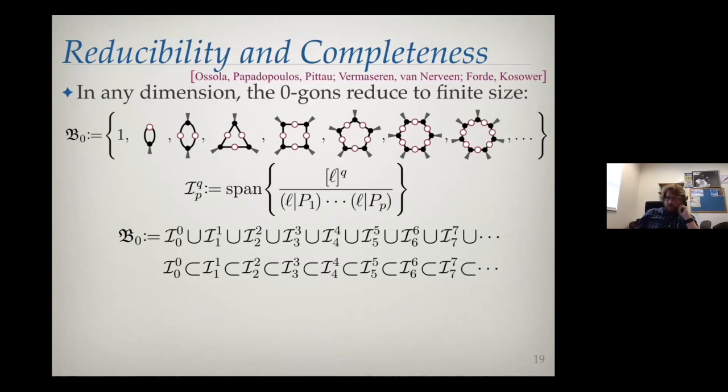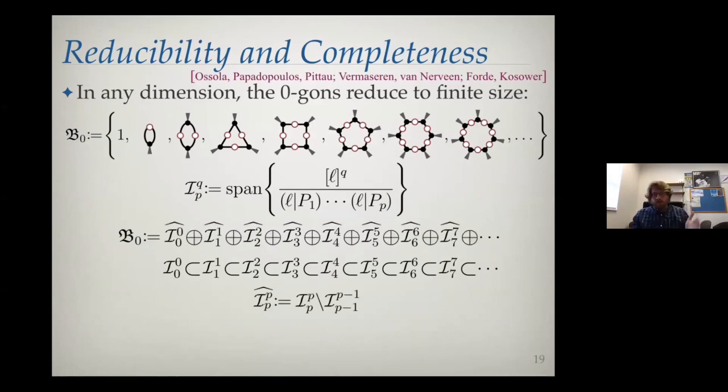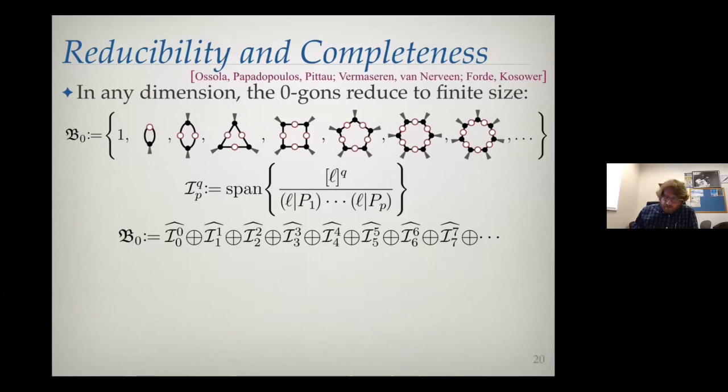And as we saw before, it's a good idea to talk about the complementary spaces, which is the space of p-gons that are not expressible in terms of p minus 1 gons. And then thereby we can write these, this is the sum of the complementary spaces. And what we can show by more or less direct construction, which is what we're going to do, is that for any dimension D, the rank of these spaces eventually hits 0.